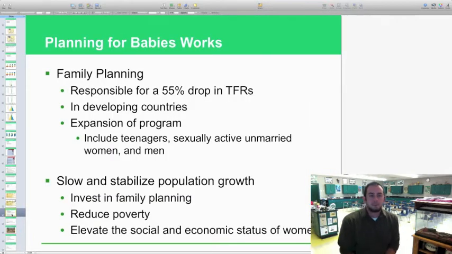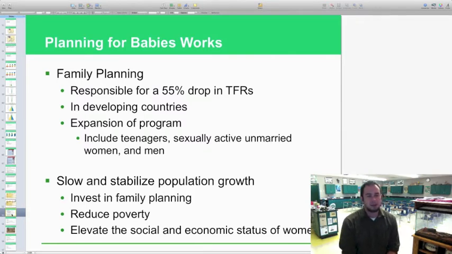So planning for babies does work. We figured out family planning is a good thing. That's why we make it a course here in high school and in high schools across the country. It's responsible for a 55% drop in total fertility rate, which is huge. In developing countries, this is growing, and it's definitely helping developing countries, let alone developed nations like ours. The expansion of the program includes teenagers and sexually active, unmarried women and men, which are our major targets because those are the ones that are going to drive the total fertility rate up.